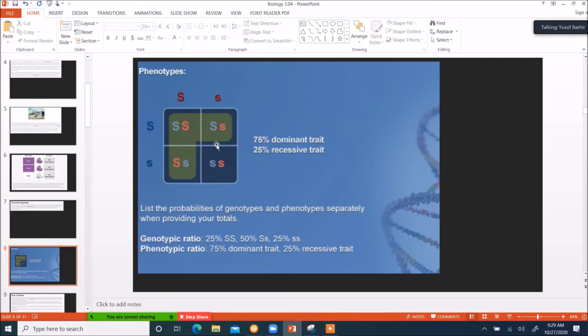So for any gene, the recessive trait always has 75%, I mean, 25% possibility of occurring. The dominant trait always has 75%, assuming that the parents are one dominant, one recessive.